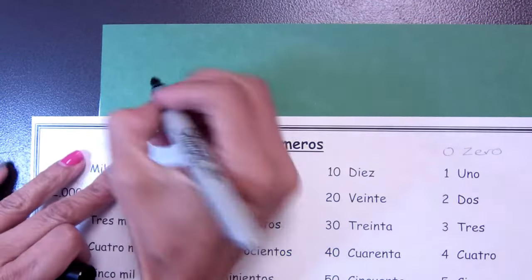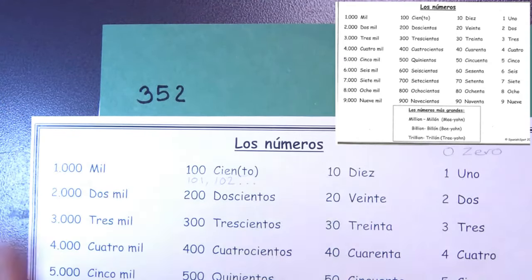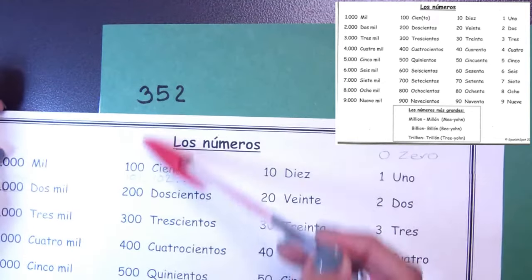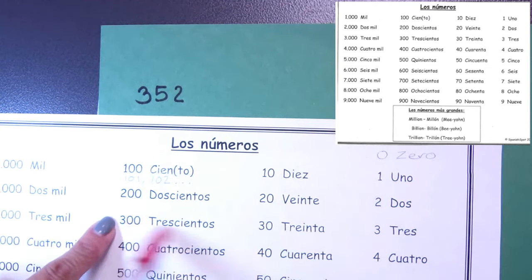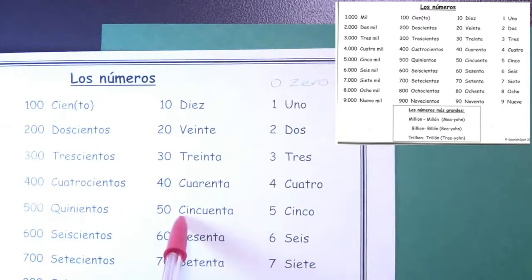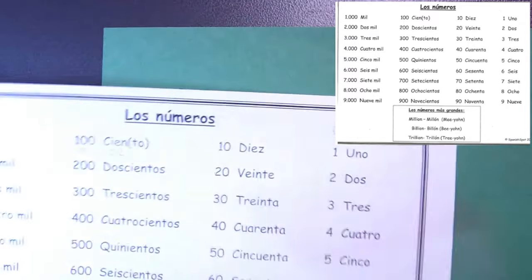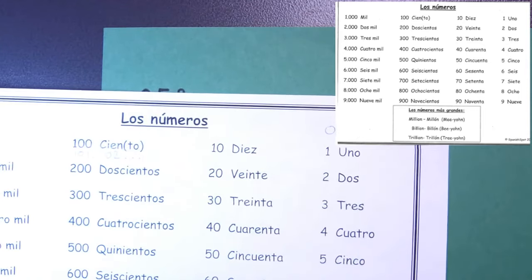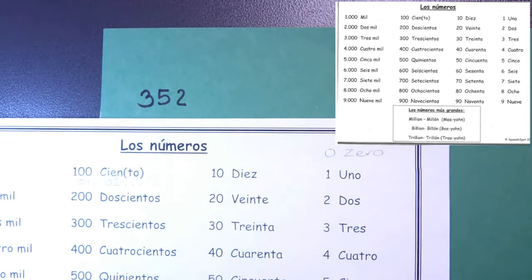For example, if I want to write the number 352, we would come over here and see, okay, 300 and 52. That's how we read it, okay? So we would have to go and find on this piece of paper which numbers we should read. Okay. For example, I'm going to give you another number.